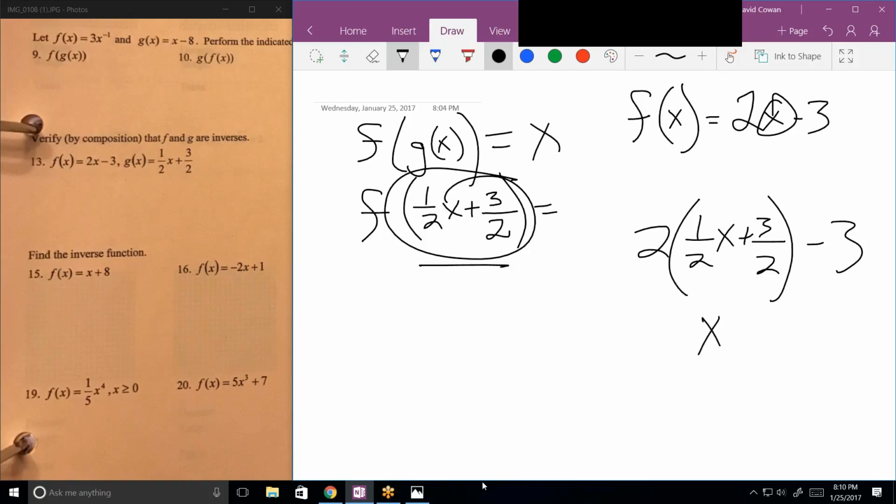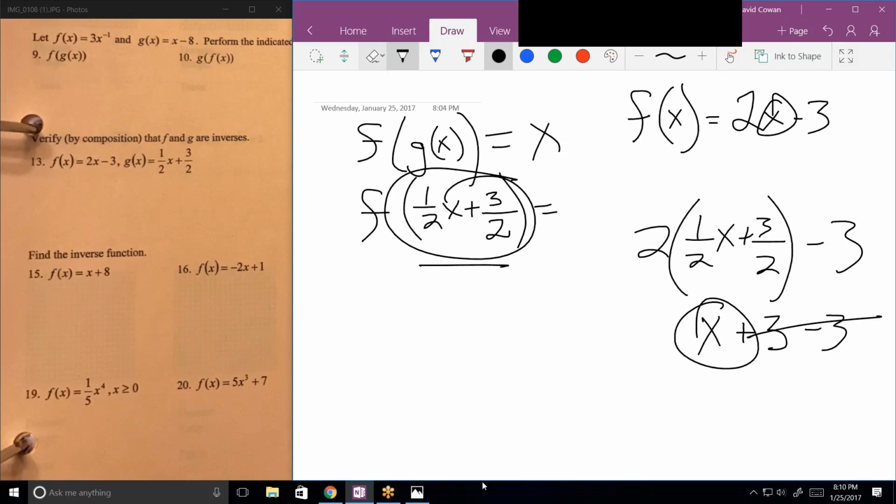What's 2 times 3/2? That would be 6 over 2, which is 3. And then minus 3. So the 3's cancel. It's equal to x. That means g of x is an inverse of f of x.